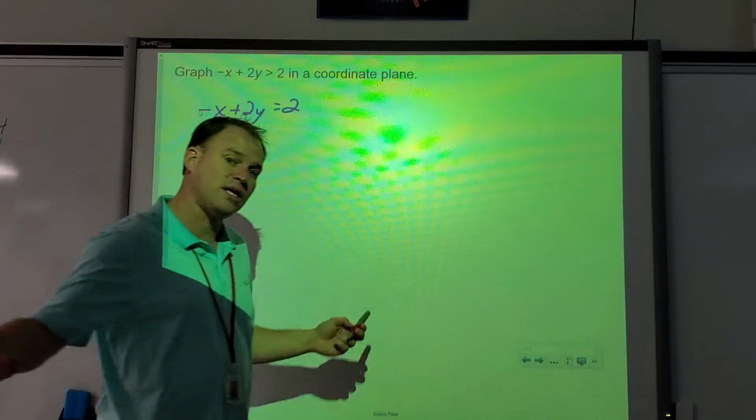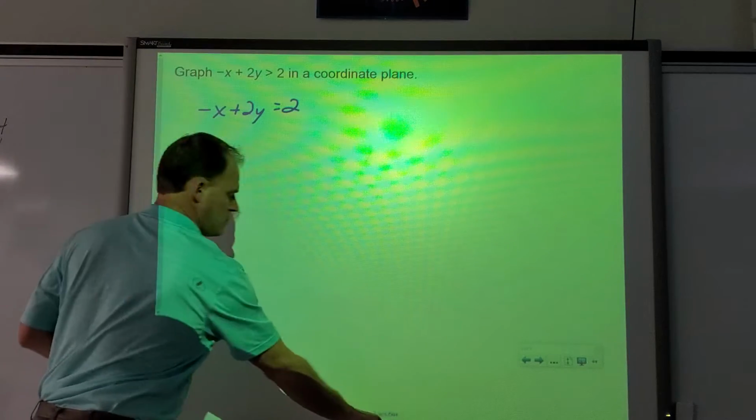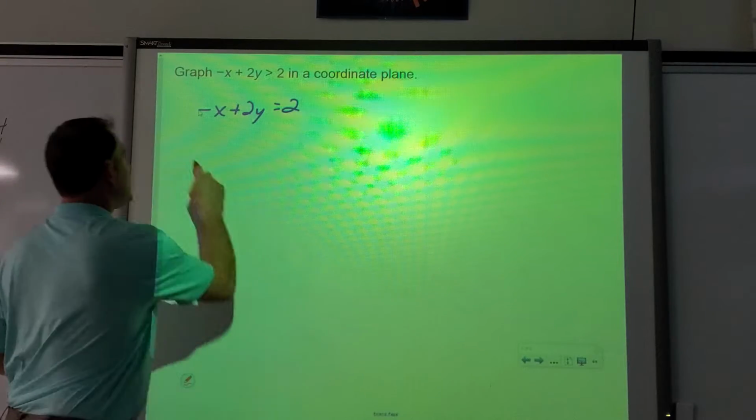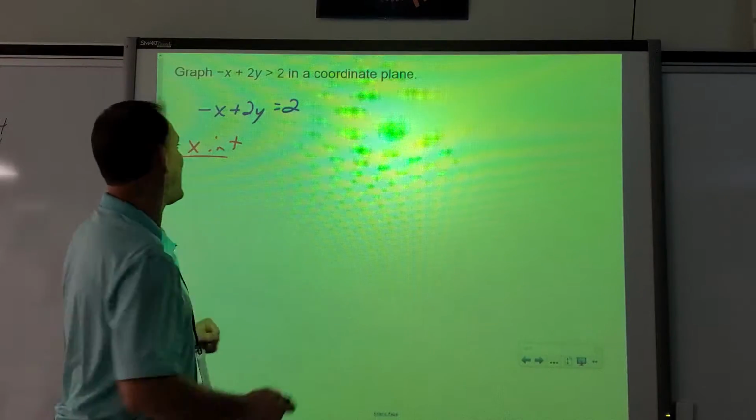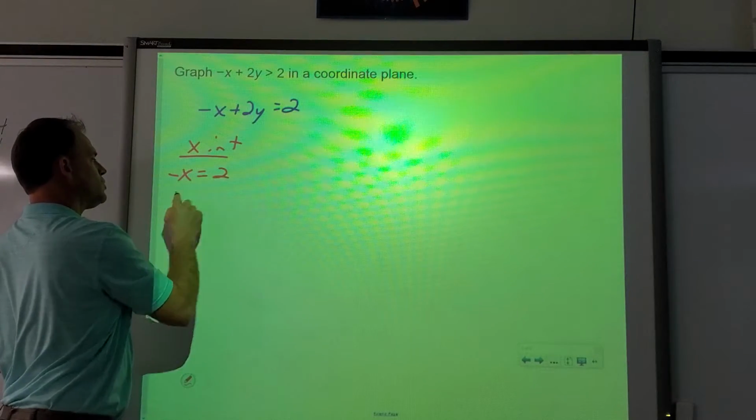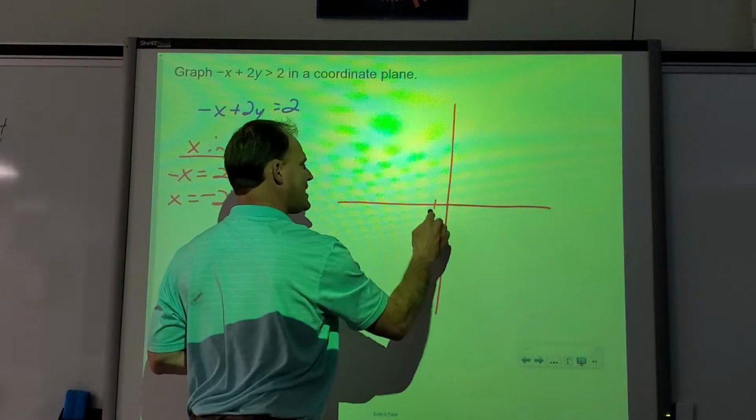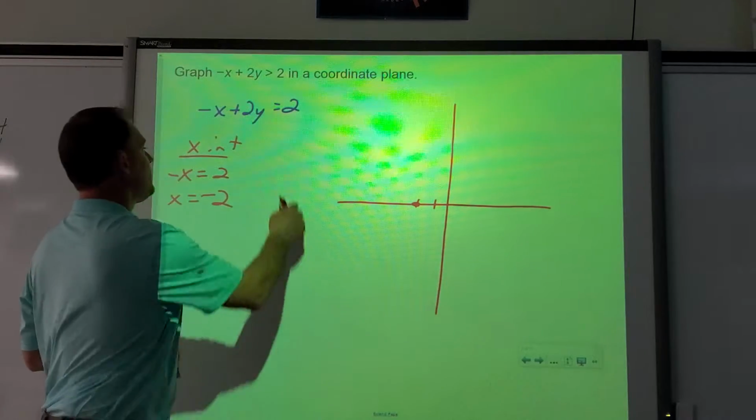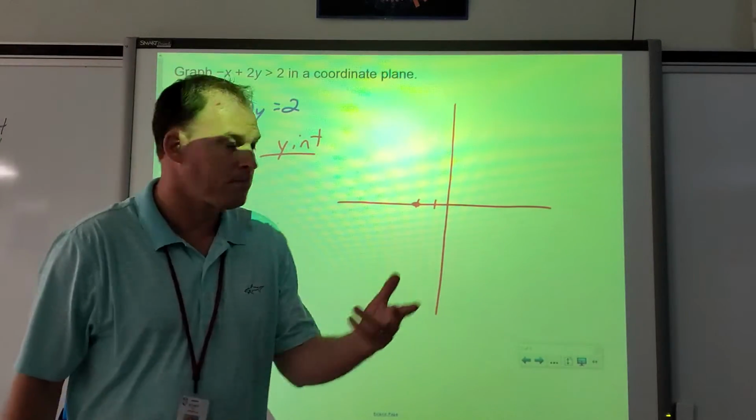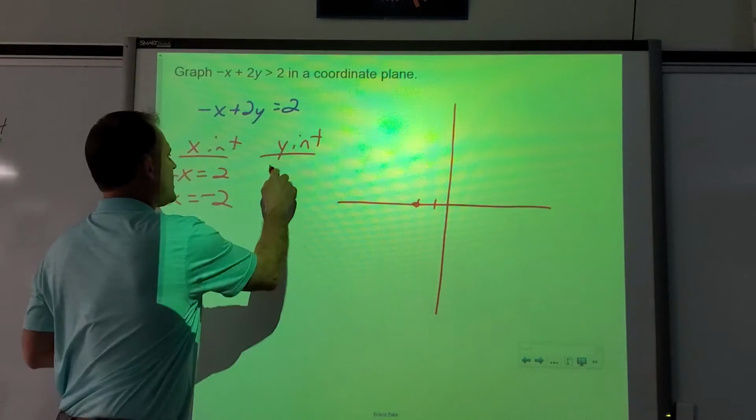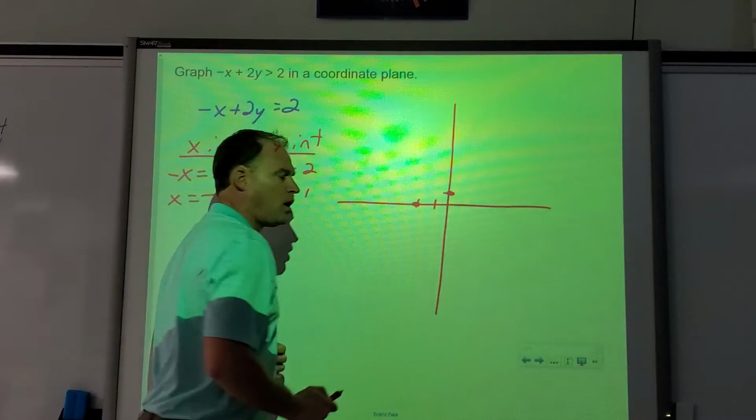So if I want to graph this with intercepts, I put 0. So if I want to find the x-intercept, where do I put 0? For y. So if I put 0 for y, I get negative x equals 2, x equals -2. So if I'm graphing this, my x-intercept is -2. And then, if I want to find the y-intercept, where do I put 0? For x. So then I have 2y equals 2. My y-intercept is +1. Okay?